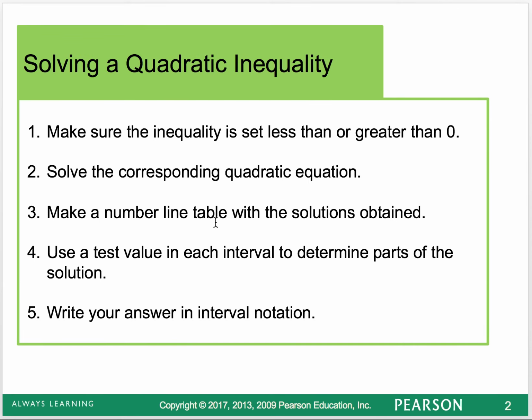Okay, so here's the steps for solving a quadratic inequality. Just like if we were going to factor or use the quadratic formula, first of all, we got to make sure the inequality is set less than or greater than 0, right? So all the terms on one side. This is really, really important, okay?